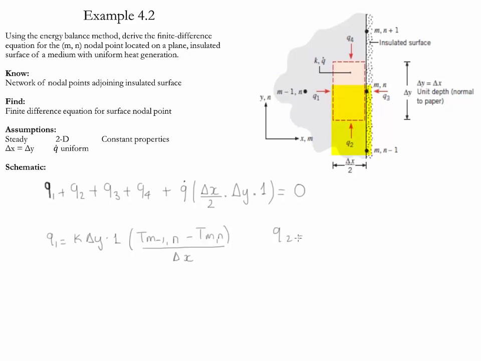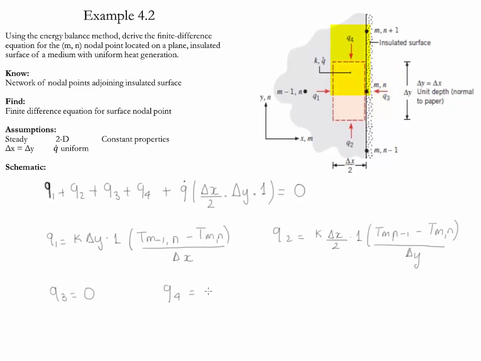If we do Q2, we follow the same pattern, so we do k. Now the area that it goes across is delta x divided by 2, thickness of 1, and it goes from node T m, n minus 1 until node T m n, and it crosses a distance delta y. Q3 is insulation, so that has to be equal to 0.